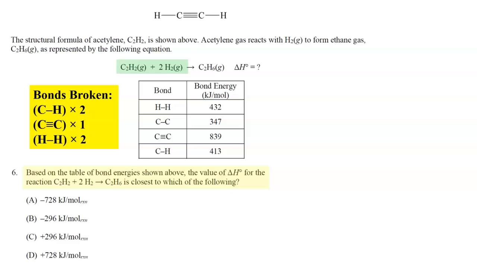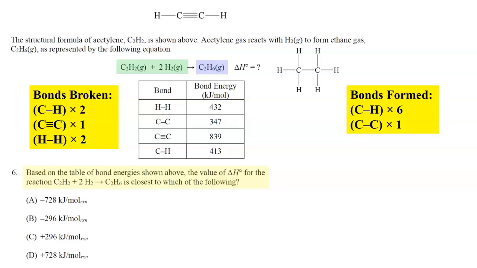Now on the other side of the equation, we have C2H6, and the structural formula of C2H6 looks like this. And the bonds that are going to be formed in this reaction would be 6 carbon-hydrogen bonds and 1 carbon-carbon single bond. Now that we've made the list of all of the bonds that are broken and all of the bonds that are formed, let's use the numbers for bond energy from the table to do that calculation.